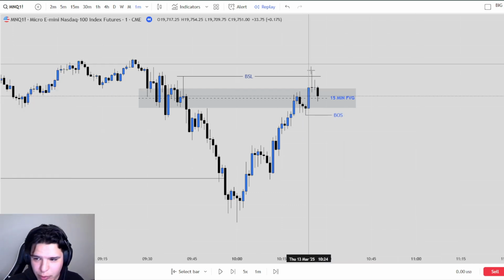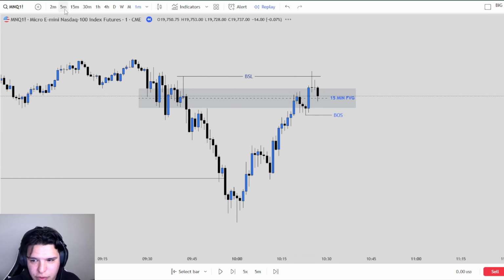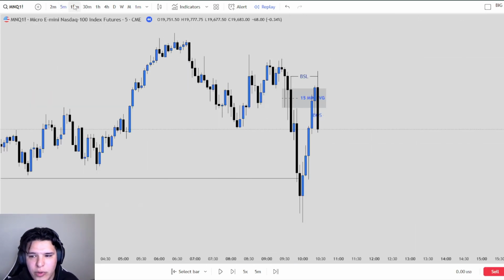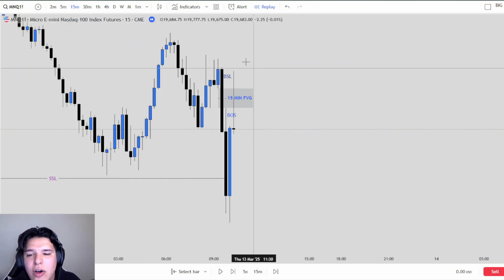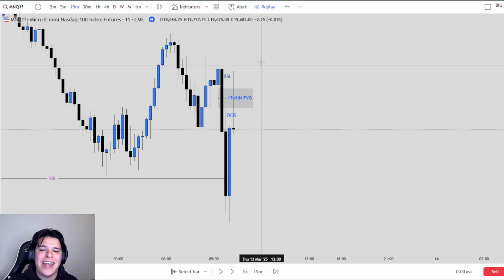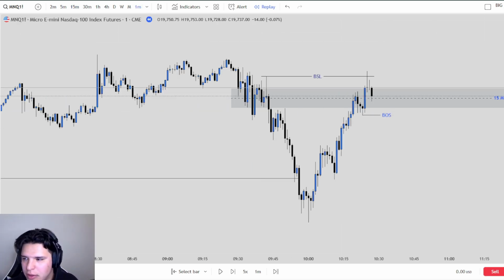What do we see? Beautiful manipulation. What is the 5 minute looking like here? Okay, what is the 15-minute looking like here? We love that candle flipping like that, and that nasty top wick getting created and having it flip red and close back under. We love that.